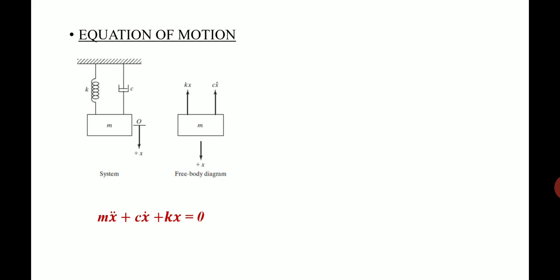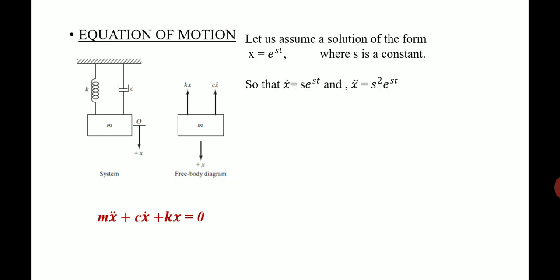Now how will you find the solution for the system? This is a differential equation, and it is a homogeneous equation, so we can assume that x is equal to e raised to st is a solution for m x double dot plus c x dot plus k x is equal to 0. So x dot will be s e raised to st, and x double dot will be s square e raised to st. We can substitute the values of x dot and x double dot in the equation.